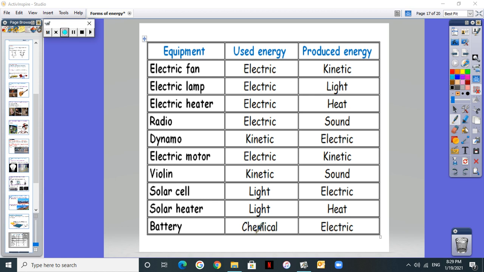Chemical energy is stored in a battery and it produces electric energy.